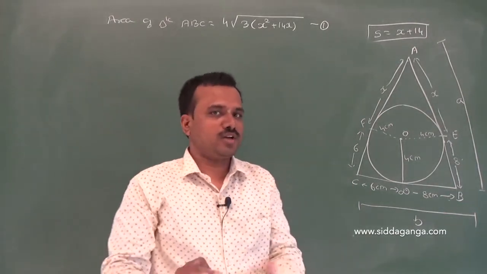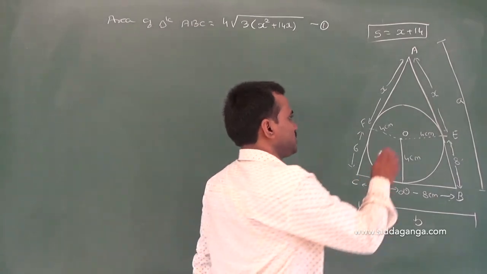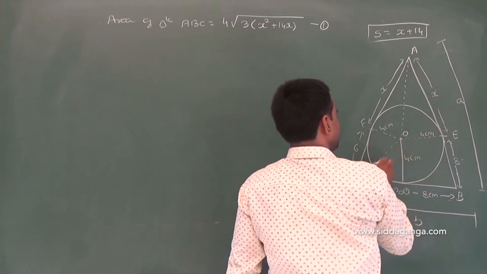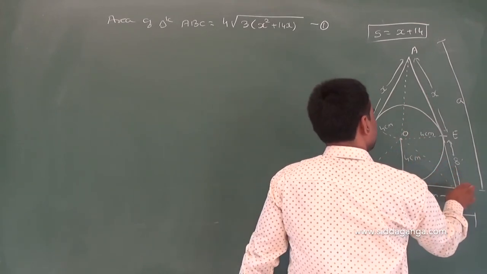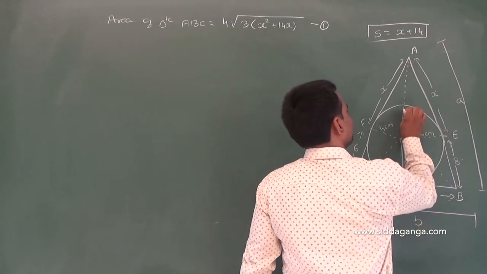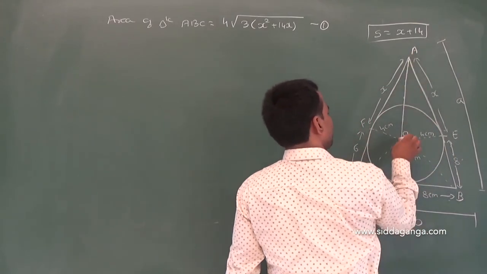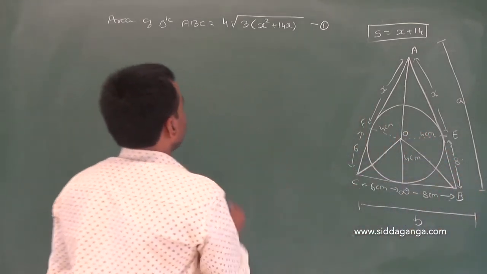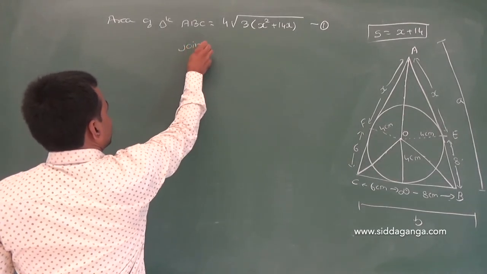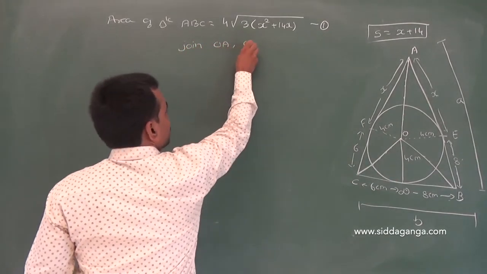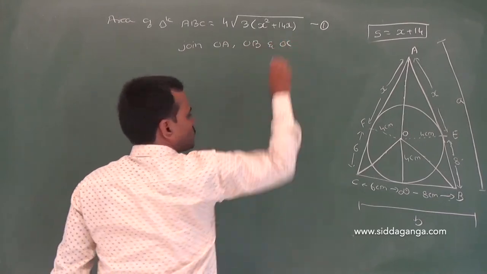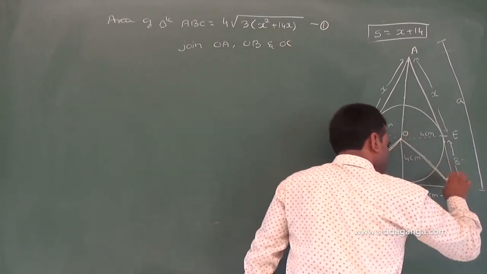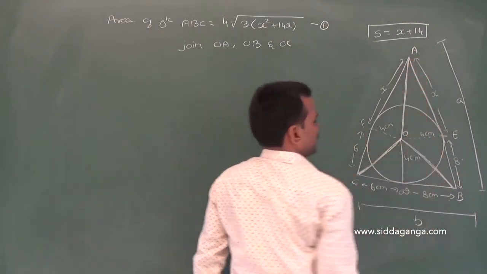One more formula you learned. Area of triangle means, so for that, what do I do? I join OA, OC, OB. Okay, I write here, join OA, OB and OC. This is one, rub it, this is one.